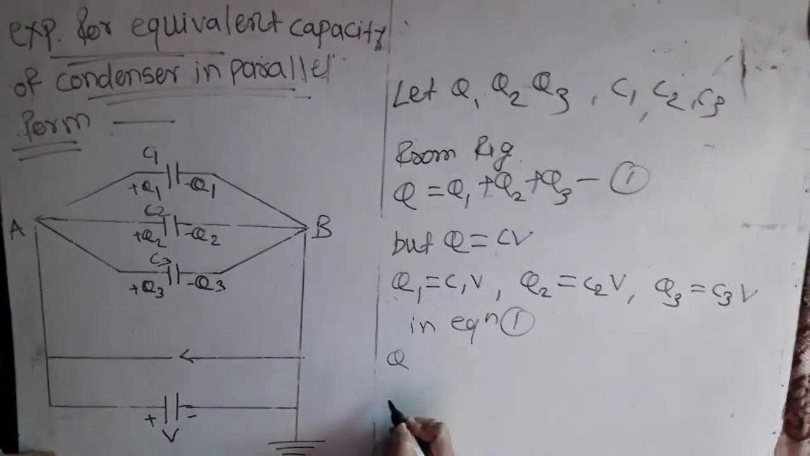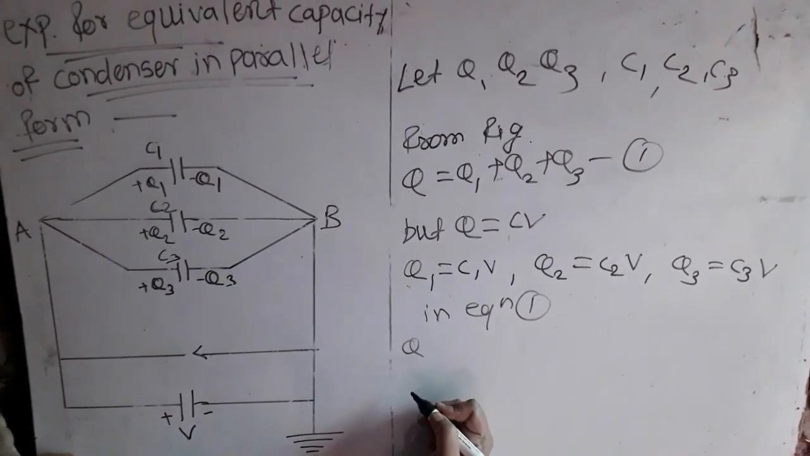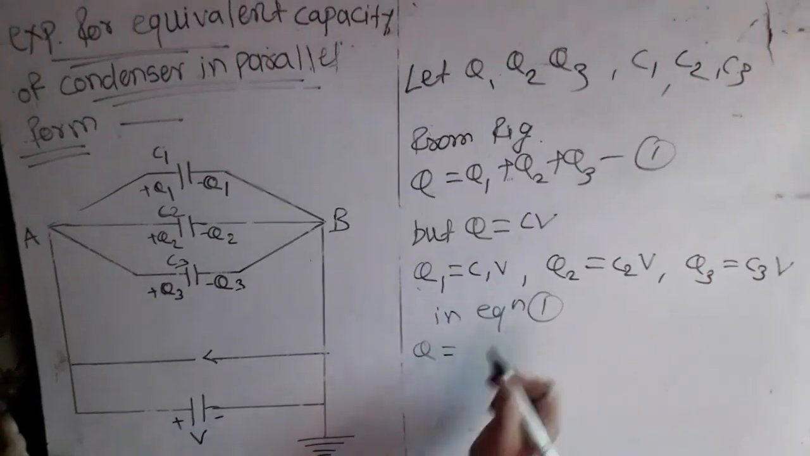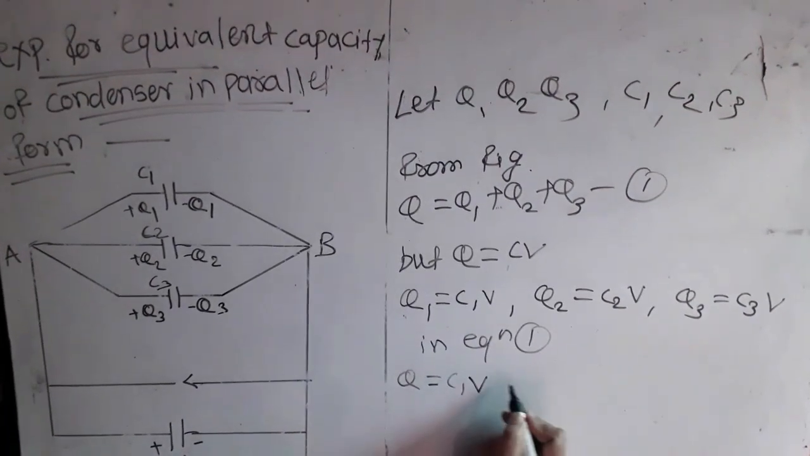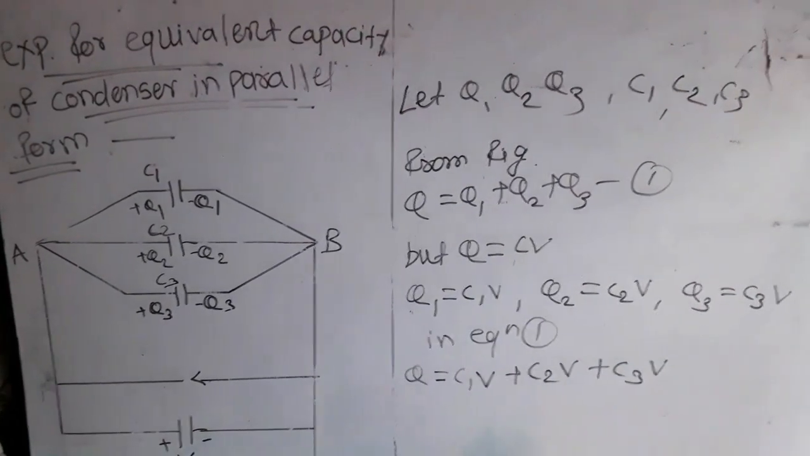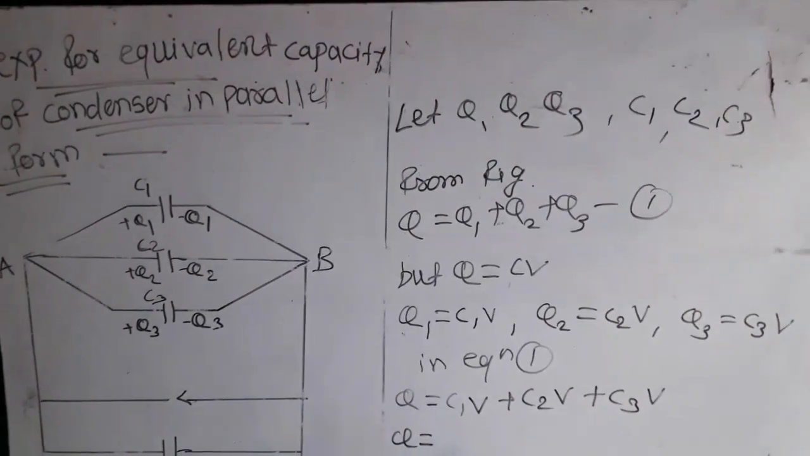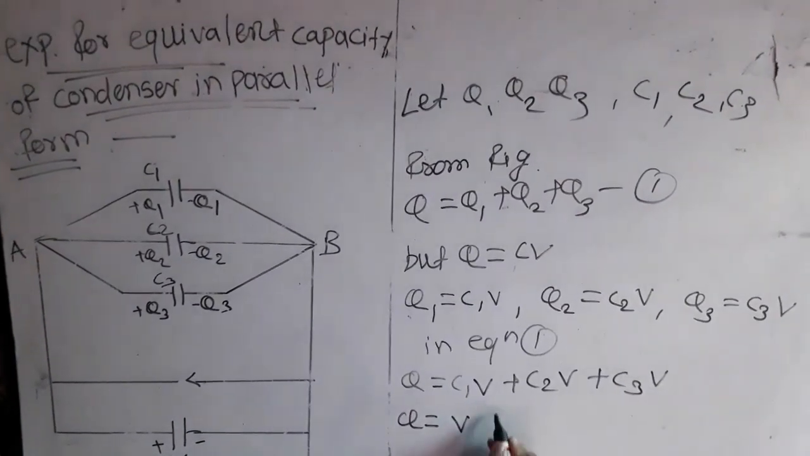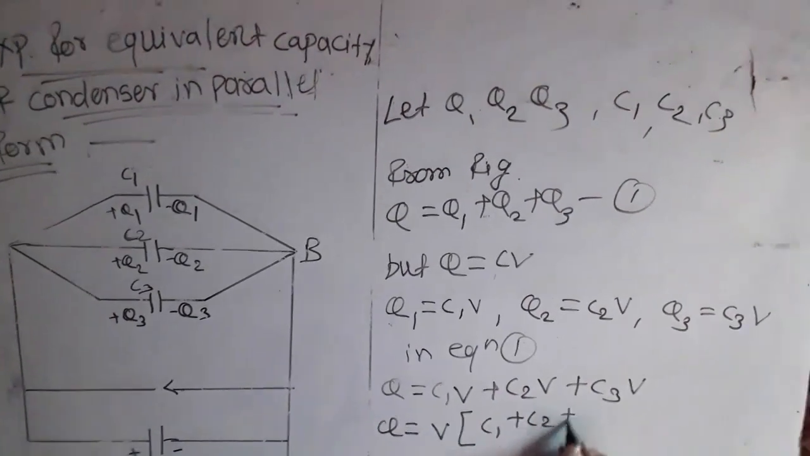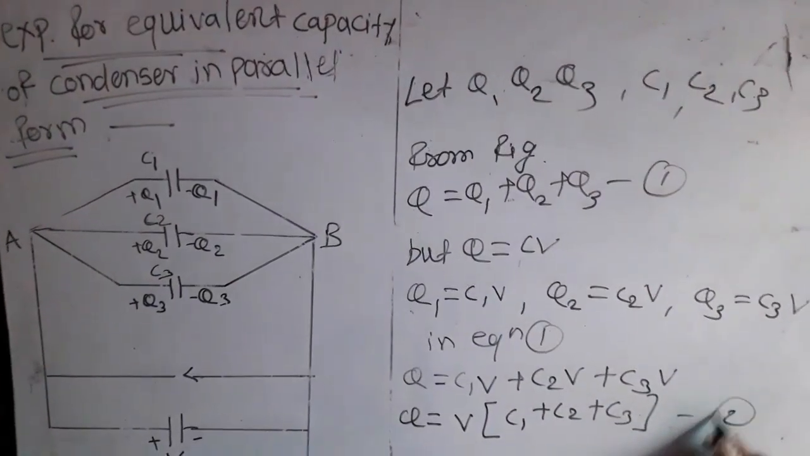Now Q is equal to, from equation first, Q1 plus Q2 plus Q3, so we get Q is equal to C1V plus C2V plus C3V. Now Q is equal to, again the common term is V, that is the PD, so V in bracket C1 plus C2 plus C3. Equation number second.